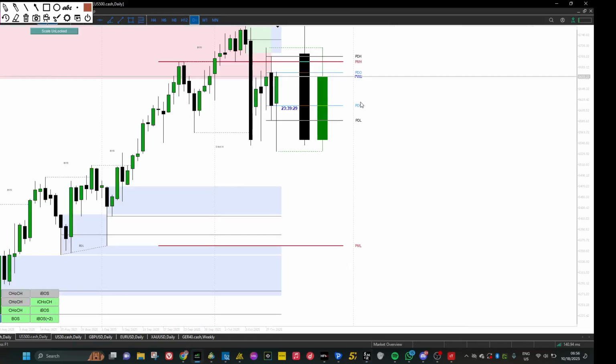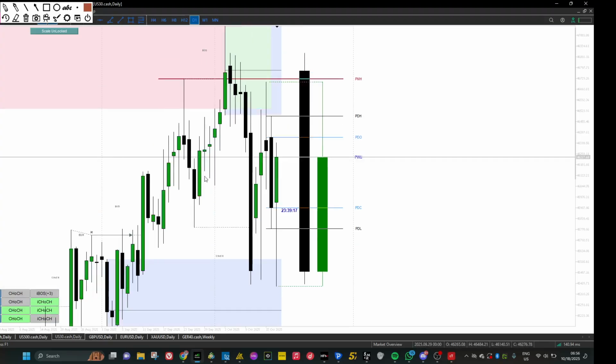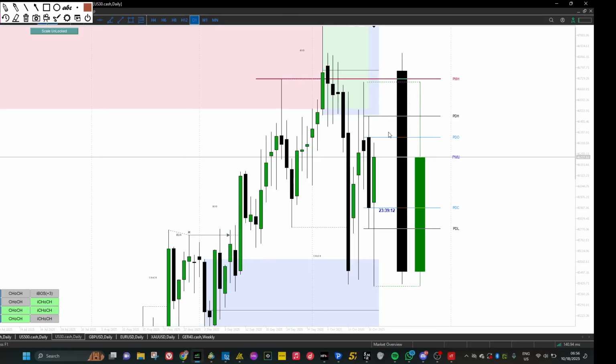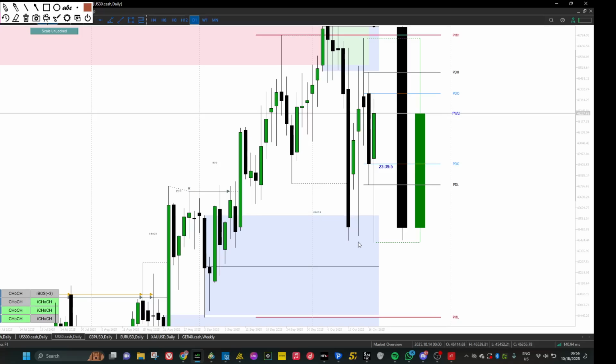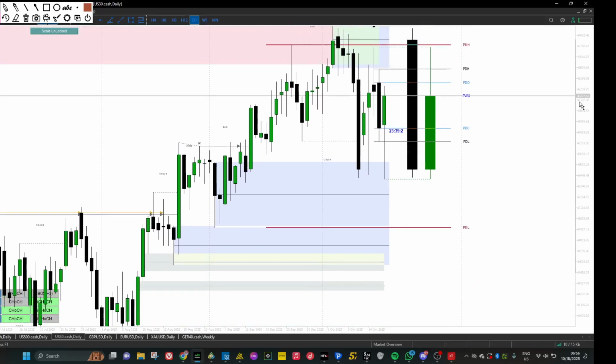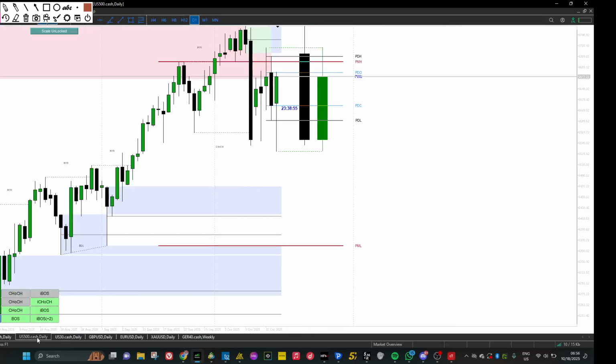On US 500 it's almost the same. We just didn't close above the open of the previous week. On Nasdaq and US 30, it's the same thing. We didn't close above. We actually took out this liquidity down here, ran internally, but like I said again, it's about whether this current leg is maintaining the current structure. That's what I'm using.